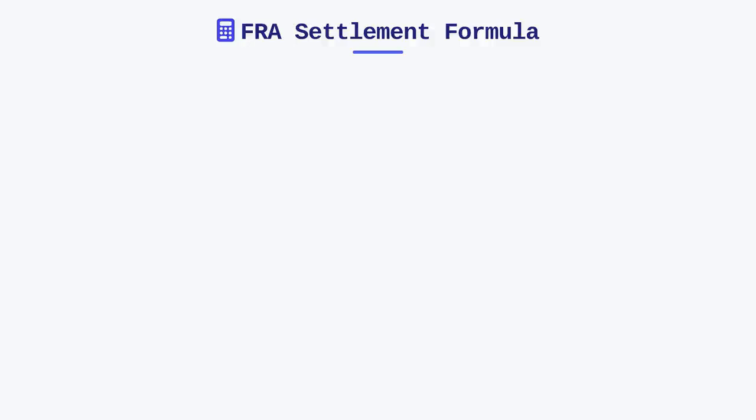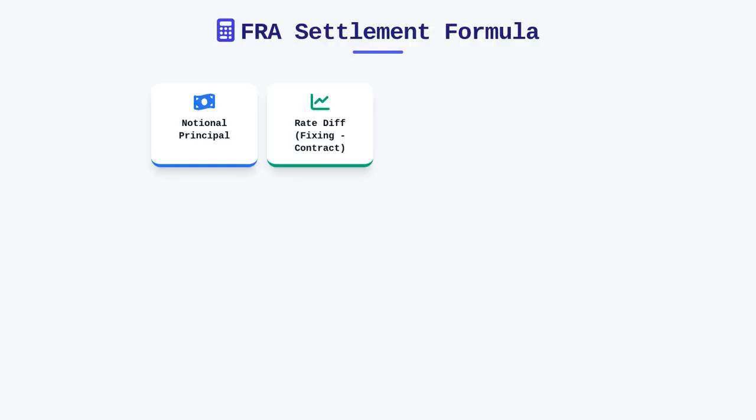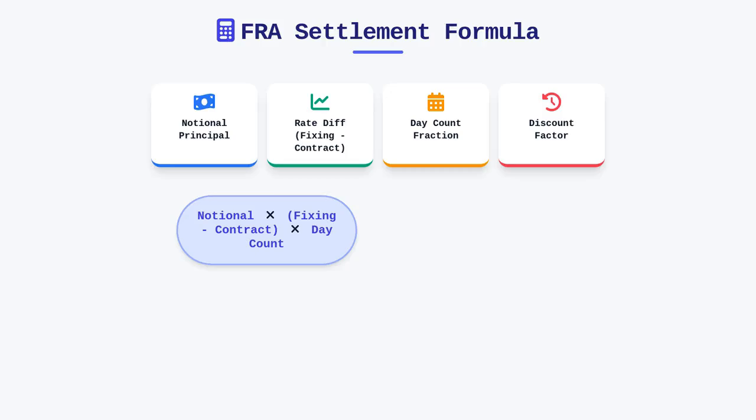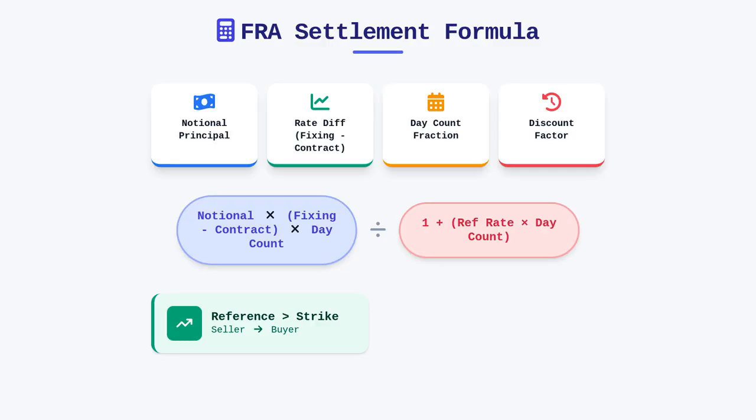The settlement formula requires four primary inputs: the notional principal amount, the difference between the fixing rate and the contract rate, the day count fraction for the period, and the discount factor. We express the difference between the rates as the fixing rate minus the contract rate multiplied by the day count fraction. If the reference rate is higher than the strike rate, the buyer of the FRA receives a payment from the seller. Conversely, if the reference rate is lower than the strike rate, the seller receives a payment from the buyer. To find the specific amount, we take this interest differential and divide it by 1 plus the product of the reference rate and the day count fraction.